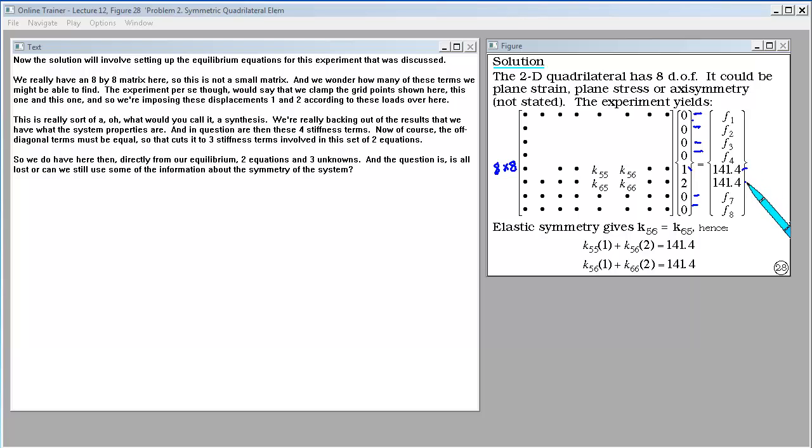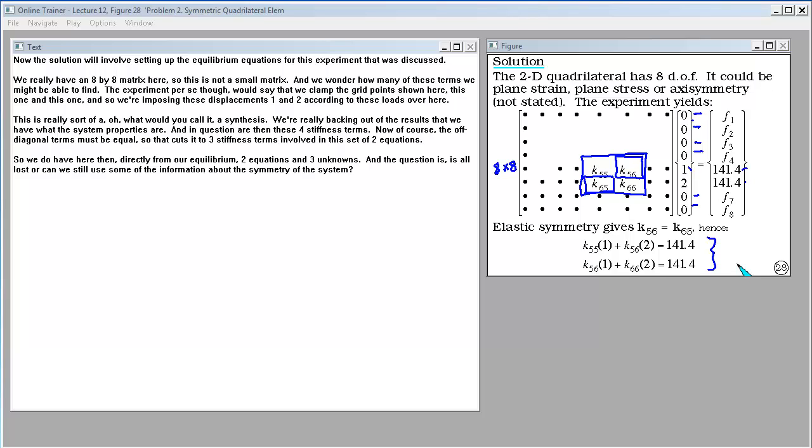This is really sort of, what would you call it, a synthesis. We're really backing out of the results that we have what the system properties are. And in question are then these 4 stiffness terms. Now, of course, the off-diagonal terms must be equal, so that cuts it to 3 stiffness terms involved in this set of 2 equations.